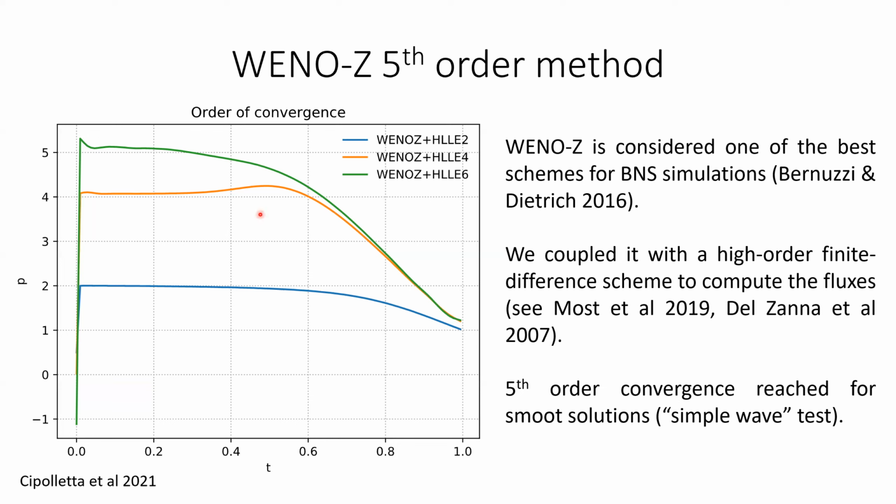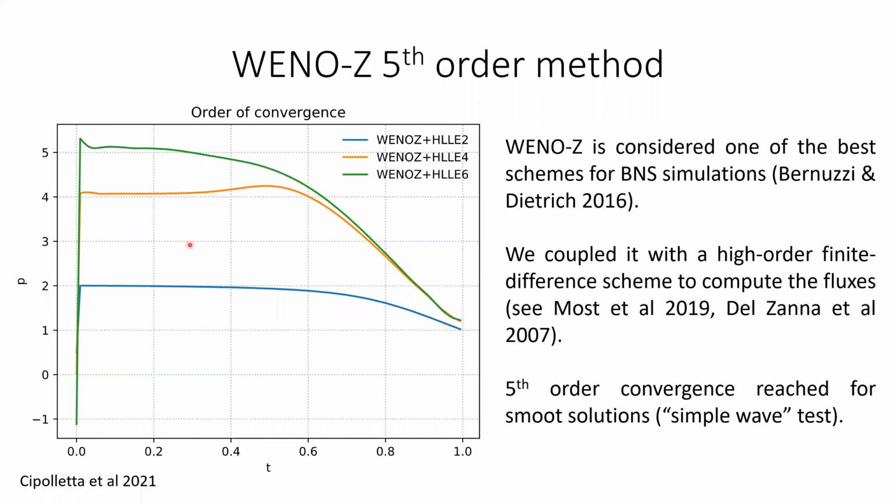What you have here on the left is a plot showing the order of convergence as a function of time for a test which is called the simple wave test. Essentially, the initial configuration of the plasma is smooth, and therefore the code is fifth order convergent. Then you start to lose the fifth order convergence because in this test, discontinuities start to appear later during the evolution. So when the shock starts to appear, the method goes to first order convergence.